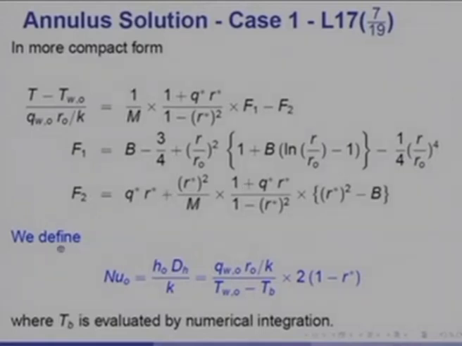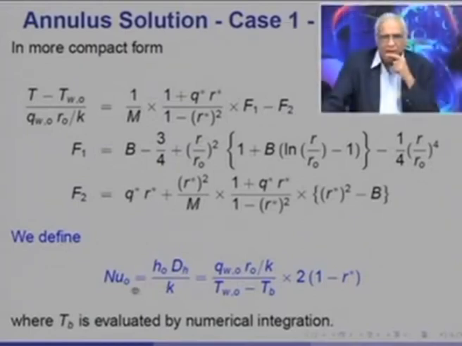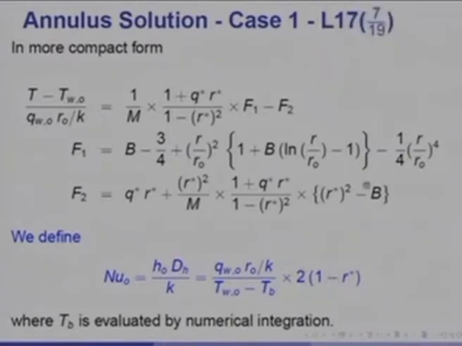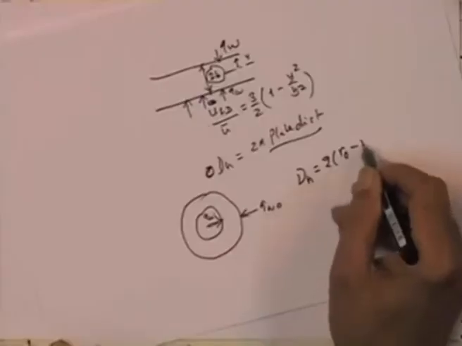We now define, let us say in case 1 where Q wall O is heated, I will define Nu O equal to, at the outer wall, H O dH by K, where the heat transfer is specified, and that would be equal to Q wall R O by K divided by T wall minus T bulk, into 2 into 1 minus R star. Remember, this is nothing but, for the annulus, dH is equal to 2 times R O minus R I, and that is what is reflected here. So, if I take R I common, you will get that.